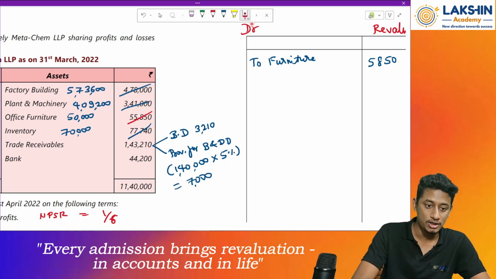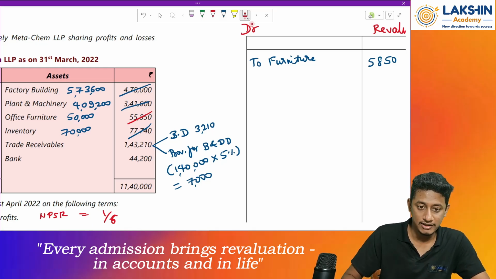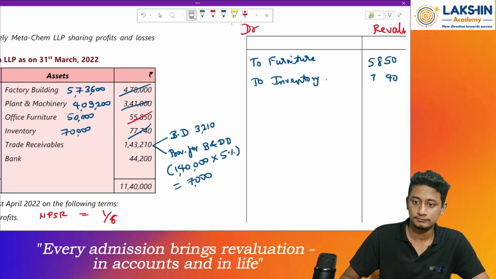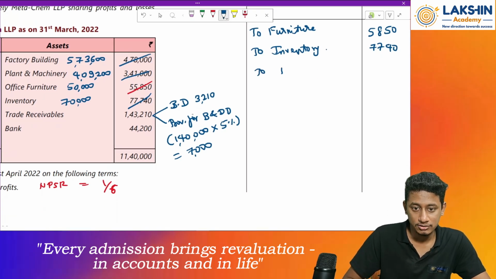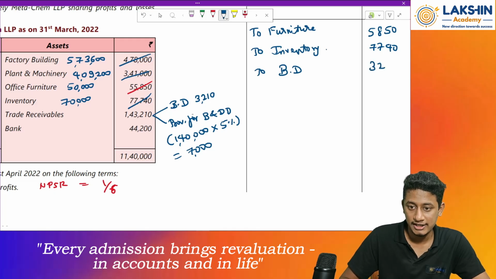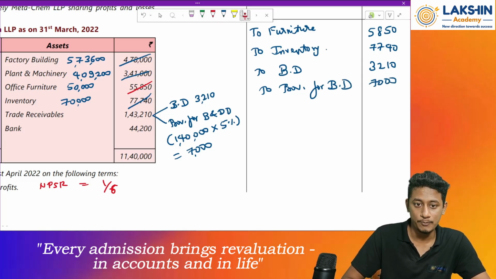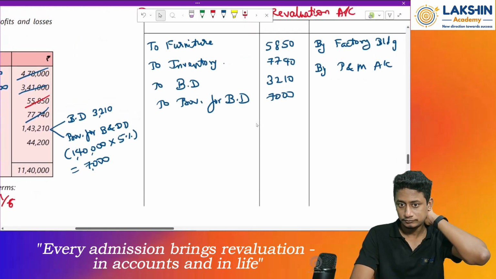Then inventory. From 77,740 it has been reduced to what? 70,000. So it has reduced by what? 77,740 minus 70,000 is equals to 7,740. To inventory 7,740. Any changes? Okay. Bad debts, trade receivables and bad debts, right? So obviously the bad debt will be an expense. So 3,210. Then to provision for bad debt. How much? Rupees 7,000. We have already computed both the values over here. Remember? Yes. Next, what to do? Next, finalize this account.